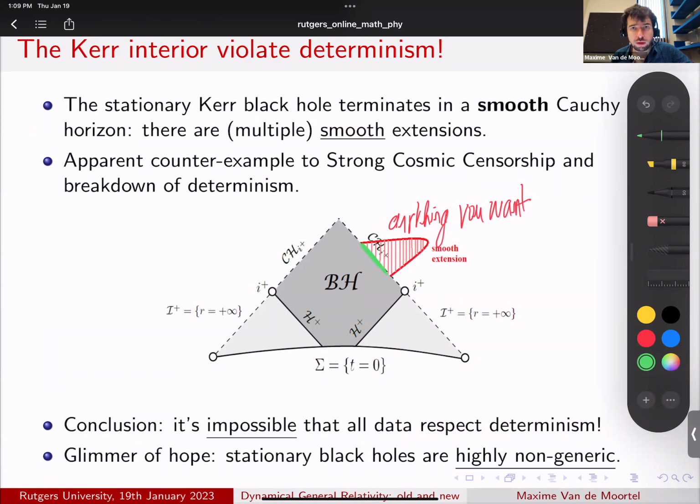So that means, because you can extend in any arbitrary way you want, that nothing makes sense, right? The question of what happens to observers when they go into the extension makes no sense, because you can extend in any arbitrary way and you have no way to discriminate between the extensions.